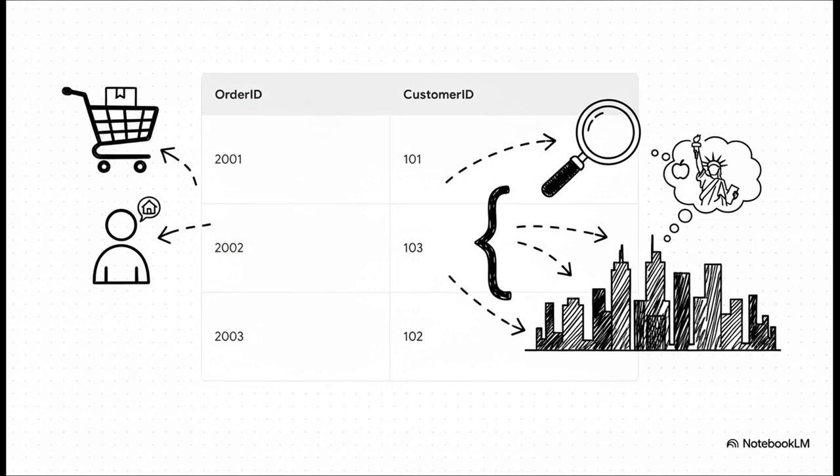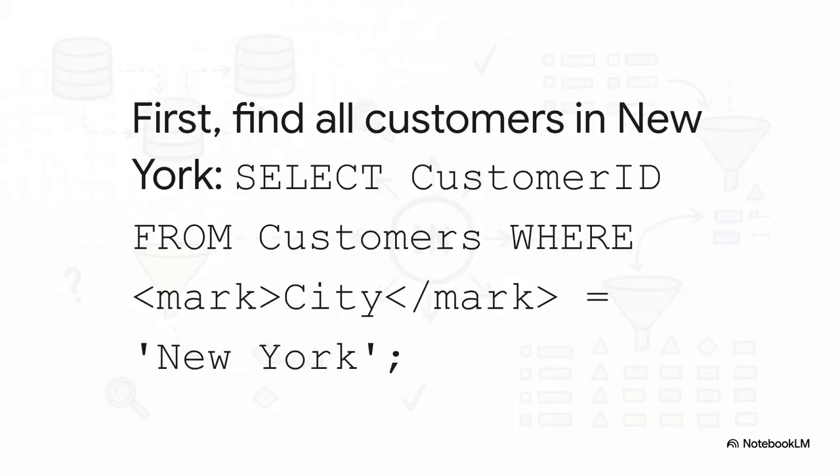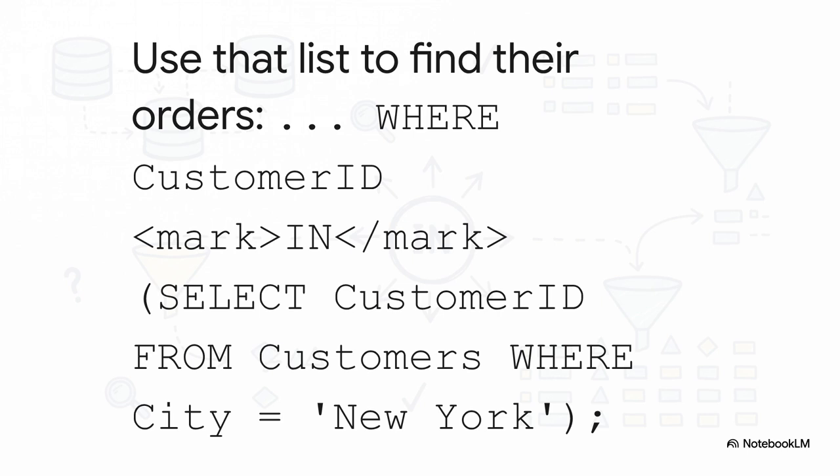Now, let's say our goal is to find all the orders that were placed by customers from New York. We can actually solve this in 2 steps. The first thing we need is a list of all the customer IDs for customers who live in New York. And this query right here does exactly that. It gives us that list of IDs. And now for the magic trick. We can just take that first query, the one that finds all our New York customers, and embed it right inside another one. The outer query is grabbing the order IDs, but it's using the results of that inner query as its filter list.